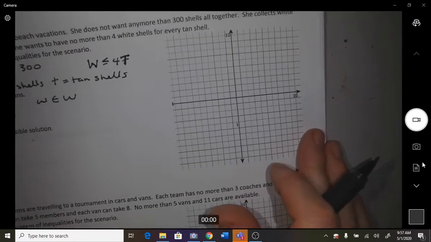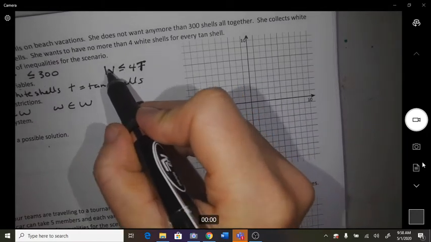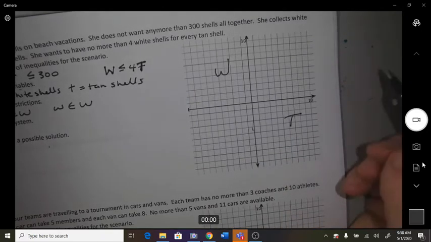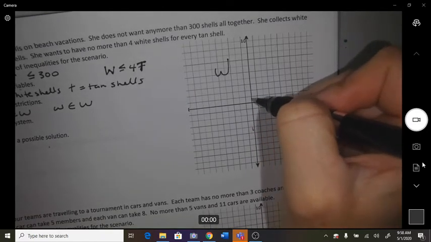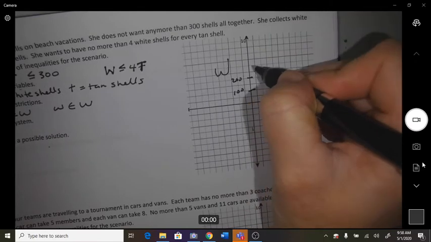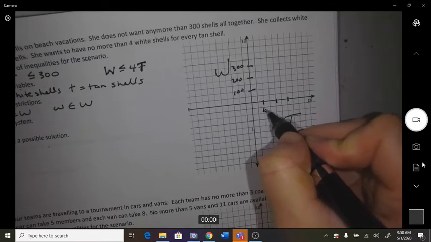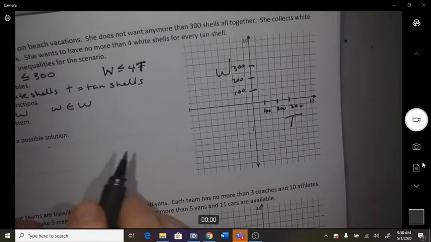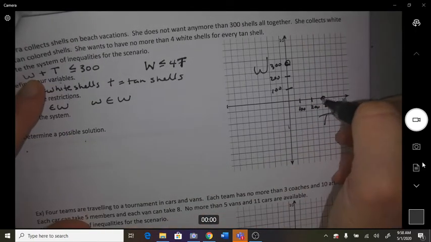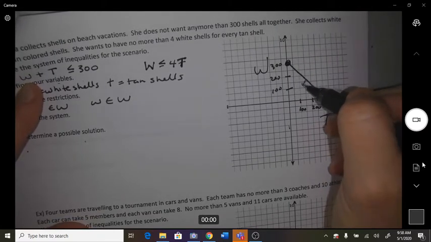Okay, so I usually make this my y so that it's kind of like y equals mx. So y, x, and let's go up by 50s again. 100, 200, 300. Okay, so the intercepts on this equation are 300 and 300. And then it would be a solid line, less than it, so it will be below.